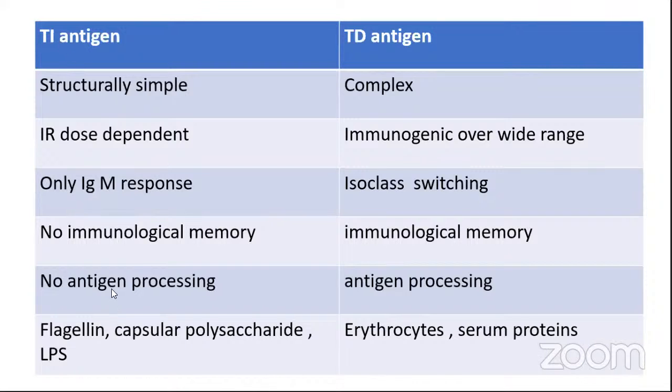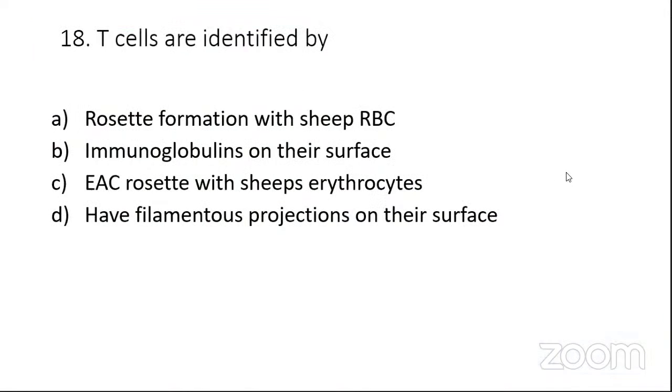For thymus independent antigens, you need not require any antigen processing, but for thymus dependent antigens, you need antigen processing. Examples are flagellin, capsular polysaccharides, and lipopolysaccharide of gram-negative bacteria, whereas thymus dependent antigens are all serum proteins and erythrocytes. T cells are identified by which one? It is the rosette formation with sheep RBCs. EAC rosette is the erythrocyte complement rosette formation, which will occur only in case of B cells.